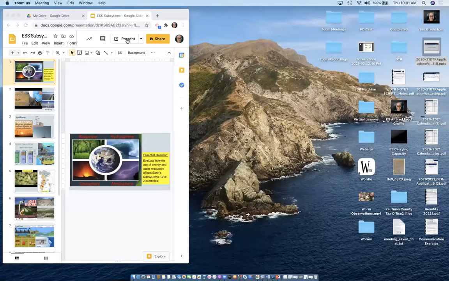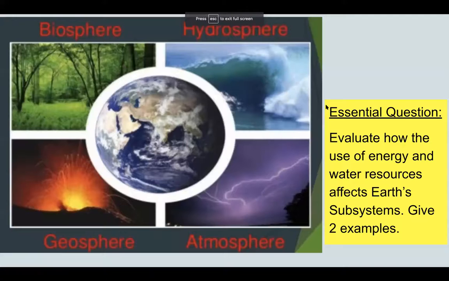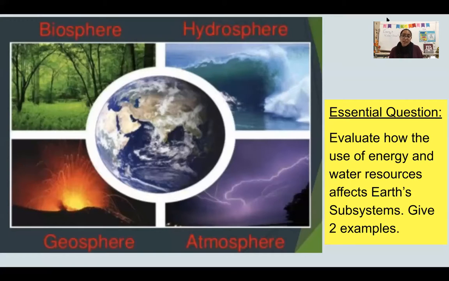So I have an essential question for you, and hopefully by the end of this segment, you'll be able to answer it. The question is: evaluate how the use of energy and water resources affects Earth's subsystems, and then give 2 examples. Keep that question in mind as we go through the presentation.